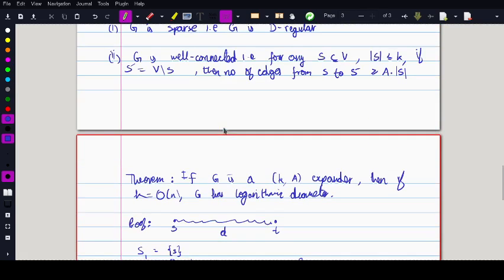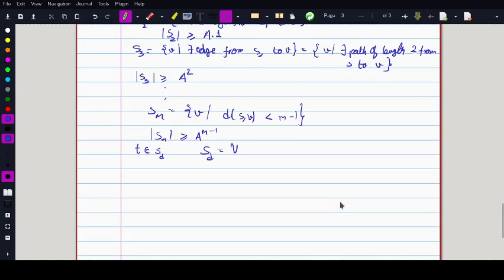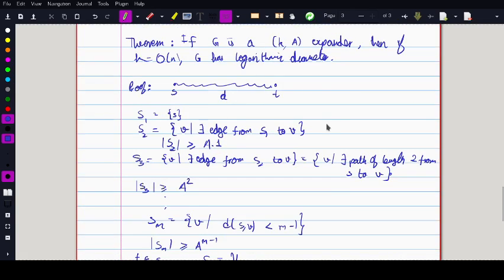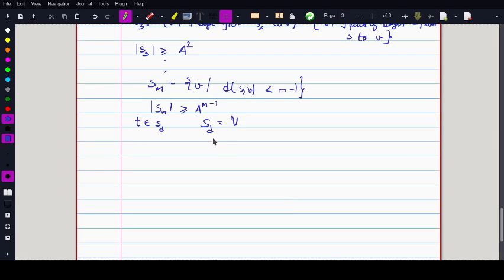We are currently assuming that the graph is connected to define these k expanders, at least for this one. So I should write that if G is connected. If it's not connected, then you can just work on the connected component in which you have the largest diameter, and you'd get the same thing.